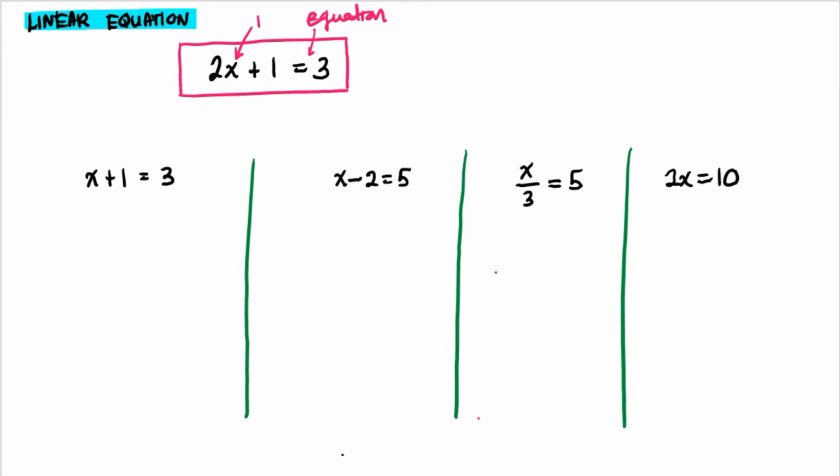Suppose we have x plus 1 equals 3. Our aim is to find the value of x. So how do we find the value of x? Before this, we learned that we have to bring the 1 to the right side. So why do we have to bring 1 to the right side and it becomes negative?